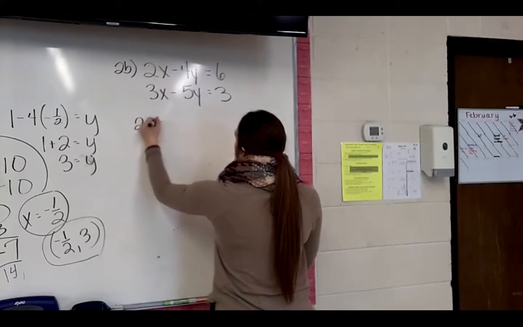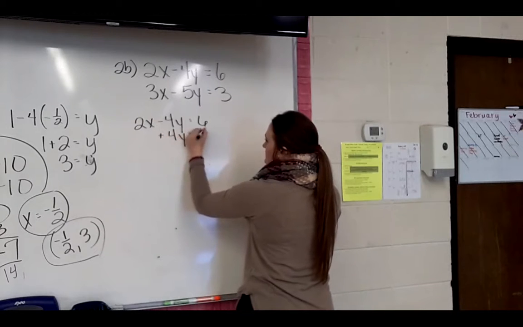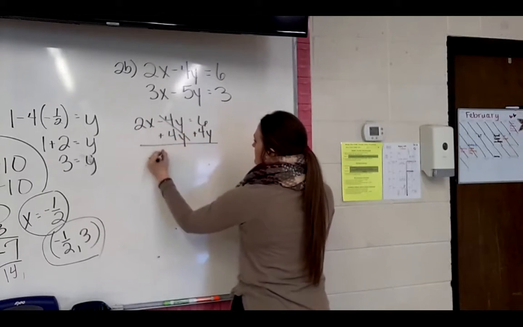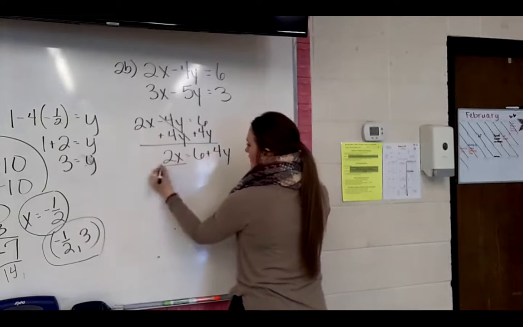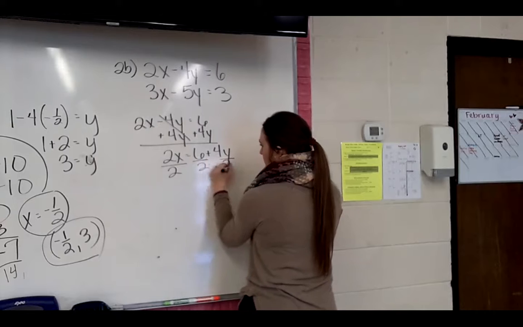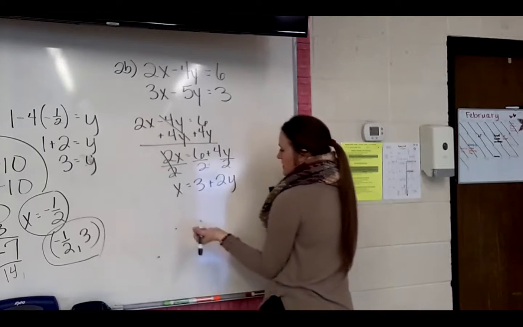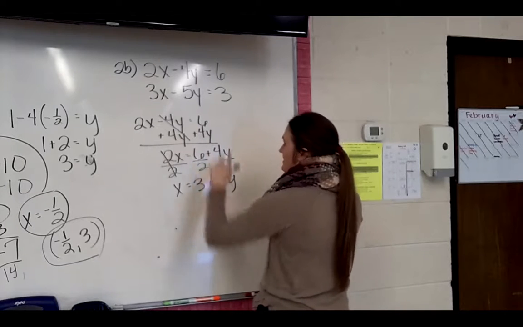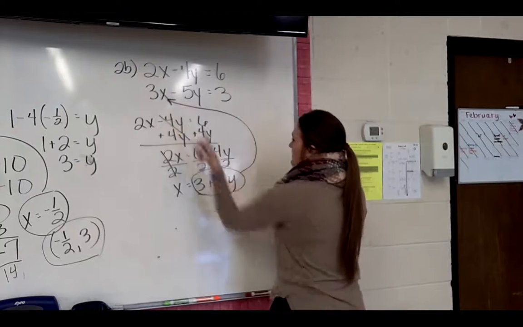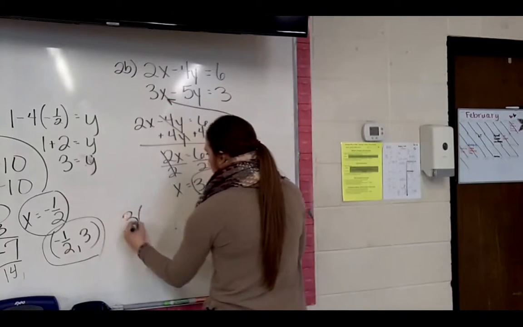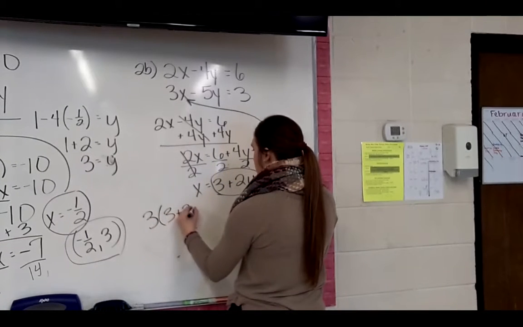So, I'm going to add 4y to the other side. Can't combine that. And then I have to divide everything by 2. So x equals 3 plus 2y. So I'm going to take that, since that was my first equation, and I'm going to plug that in for x on this second equation. So instead of 3x, I have 3 times all of this that we said x equals.